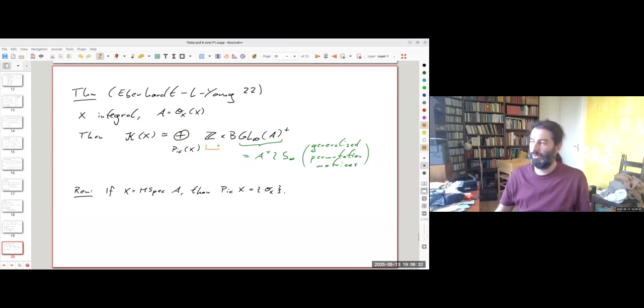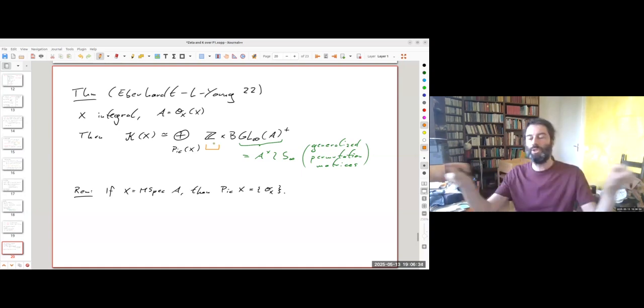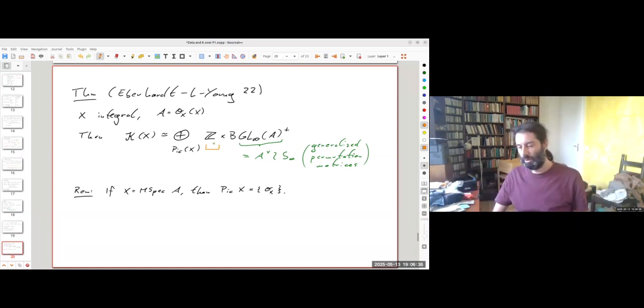And then we have a factor Z. Z just means a discrete topological space of countable cardinality times the classifying space of GL infinity of A plus with the base point. And GL infinity of A here, I wrote this down, but the definition is what's below. You should think of it as generalized permutation matrices.